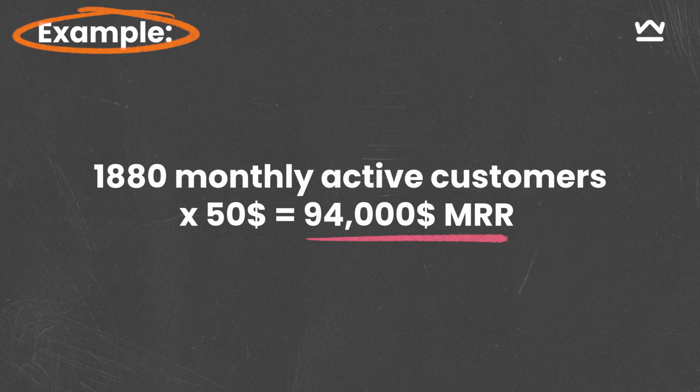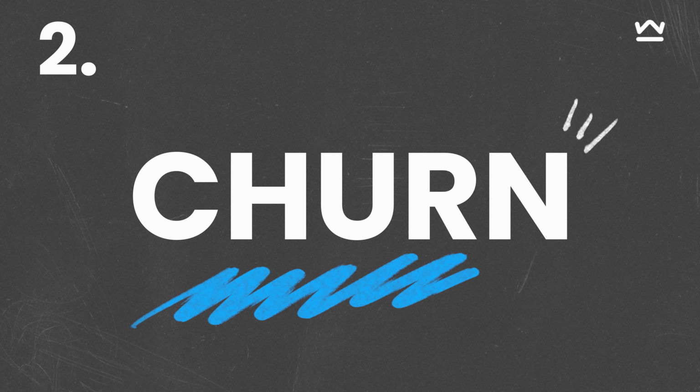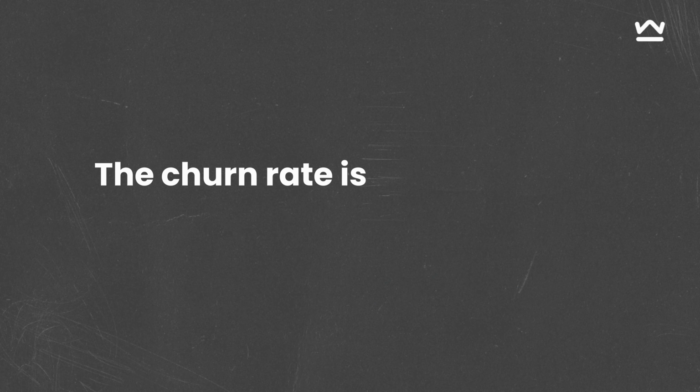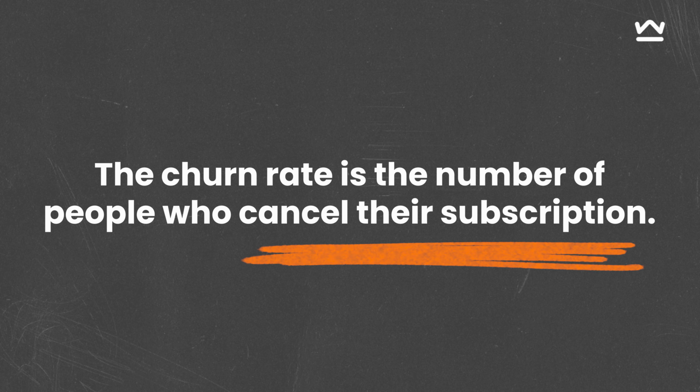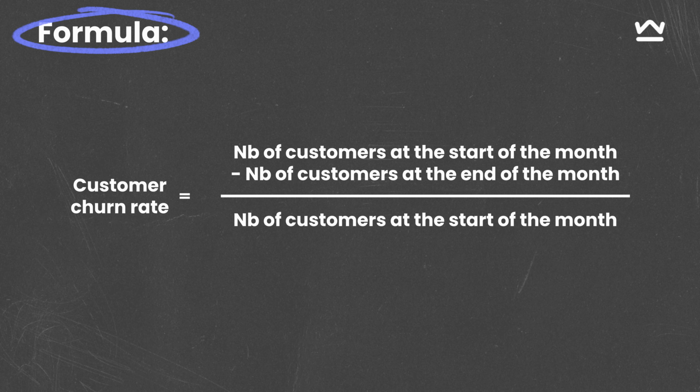The second part is a metric that no one likes to follow, but it's the churn. And the churn is really important. It's the number of people who essentially cancel their subscription. The formula is pretty simple to calculate the churn.